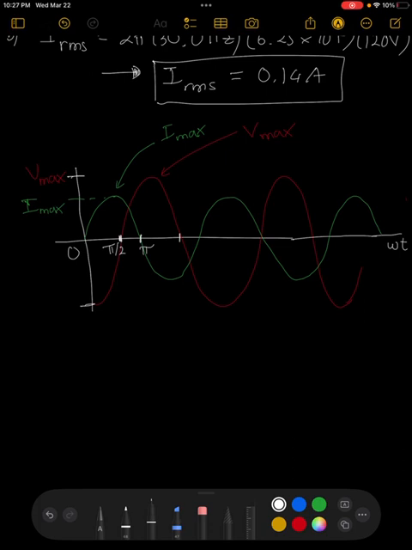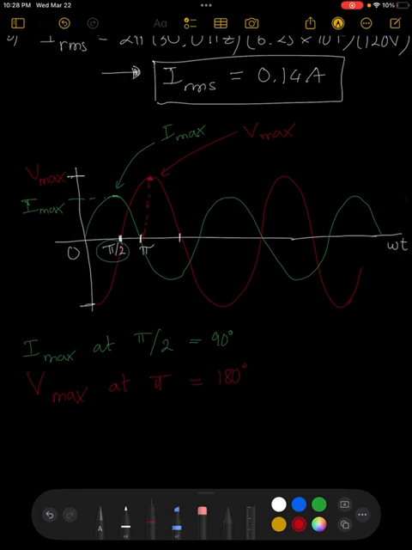Okay, so as you see in this diagram right here, your current reaches the maximum value at pi over 2. So Imax at pi over 2 or 90 degrees, where you have Vmax happening at this value right here. My drawing is not very accurate, but at pi or 180 degrees.